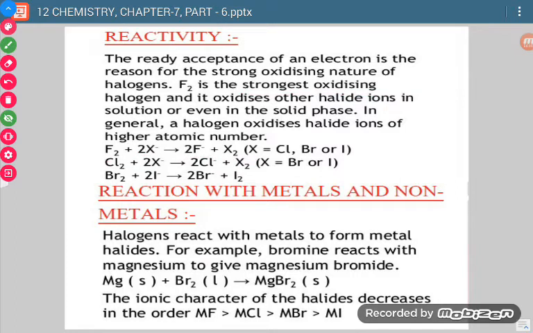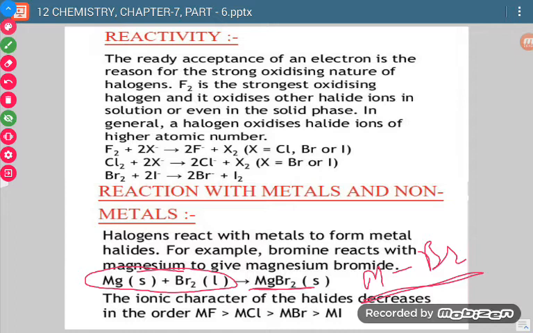Okay, now reaction with metals and non-metals. Halogens react with metals to form metal halides. So there is formation of metal halides, just like magnesium reacts with bromine, then it forms magnesium bromide. Now if we talk about their ionic nature, then see, in this case there is a bond of M, meaning metal, and Br is the bromo group.